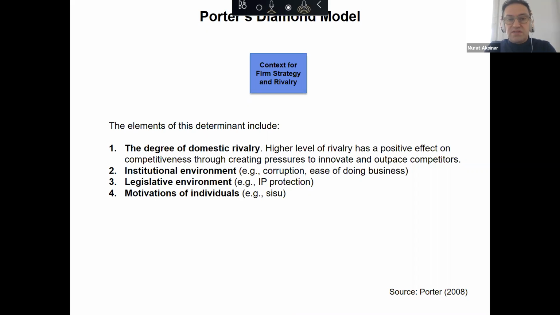Institutional environment, that is a very important factor. Here we are talking about some examples. Ease of doing business. So if I want to establish my business, how easy is it? Is there a lot of bureaucracy? Are there many government offices I need to visit before I can open my business? How long does it take? Do I need to get advice from all the legal assistants, lawyers, etc.?